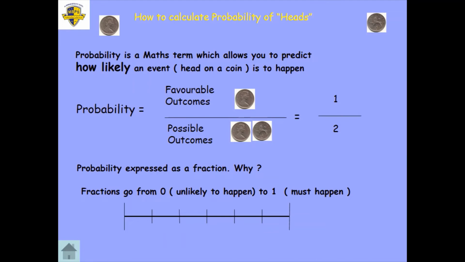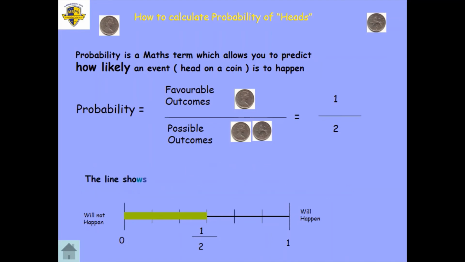Why? Because fractions go from 0, unlikely to happen, to 1, must happen. So, will not happen is 0, to 1 will happen. Where is half on the probability scale? It's here, right? So, the line shows that there is an even chance of getting a head.